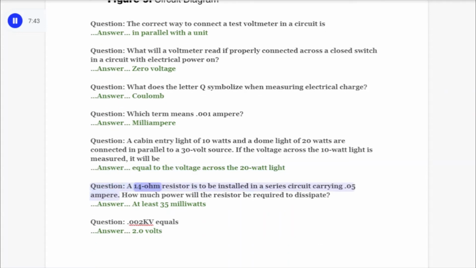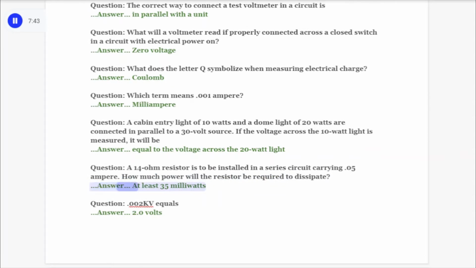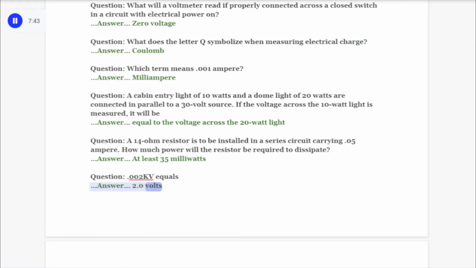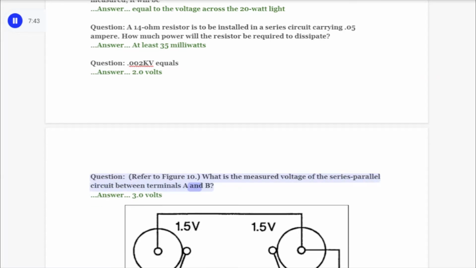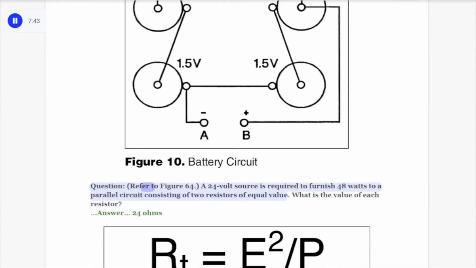Question. A 14-ohm resistor is to be installed in a series circuit carrying 0.05 ampere. How much power will the resistor be required to dissipate? Answer. At least 35 milliwatts. Question. 0.002 kV equals. Answer. 2.0 volts. Question. Refer to Figure 10. What is the measured voltage of the series parallel circuit between terminals A and B? Answer. 3.0 volts.